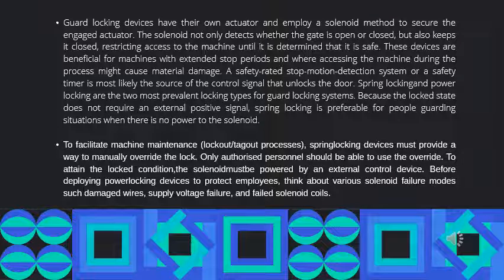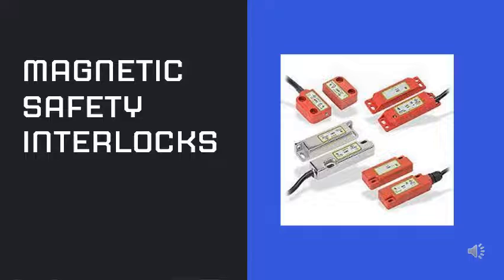The solenoid must be powered by an external control device before deploying power locking devices to protect employees. Think about various solenoid failure modes such as damaged wire, supply voltage failure, and failed solenoid coils. Magnetic safety interlock.